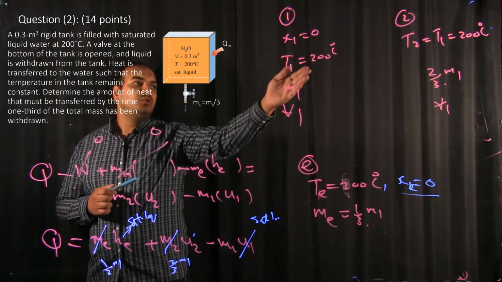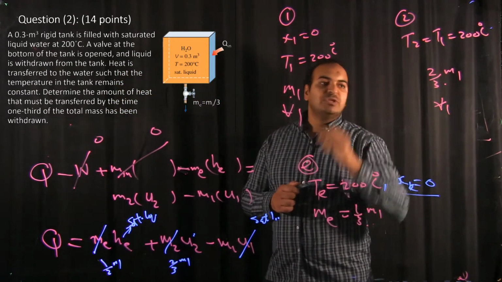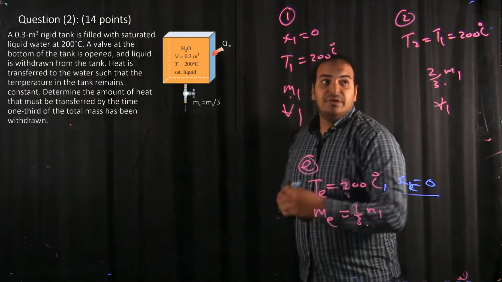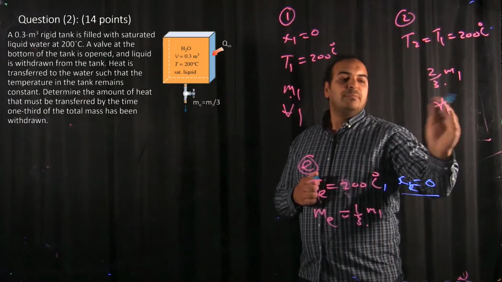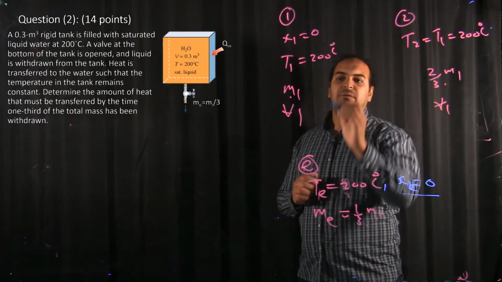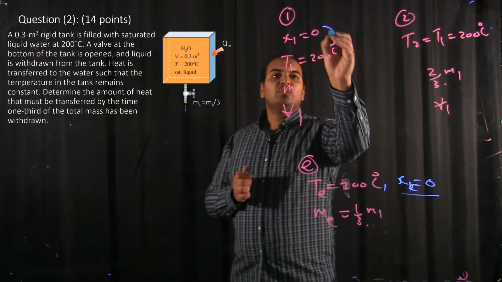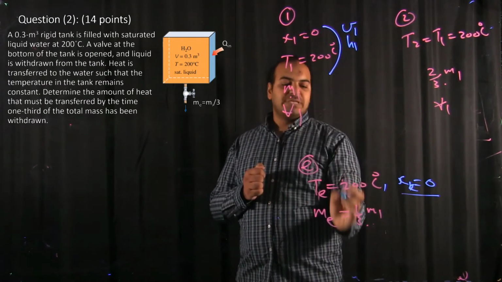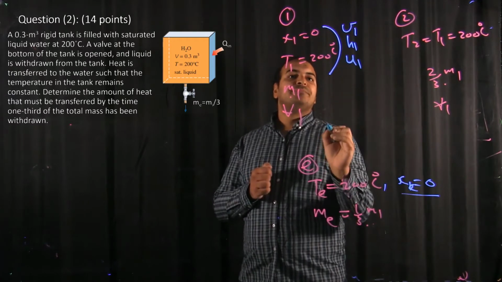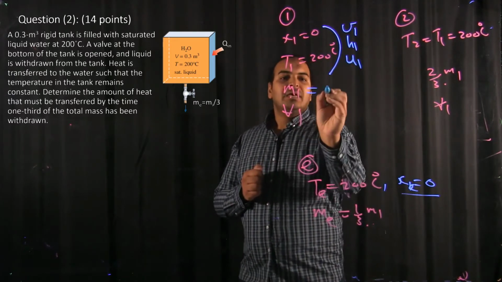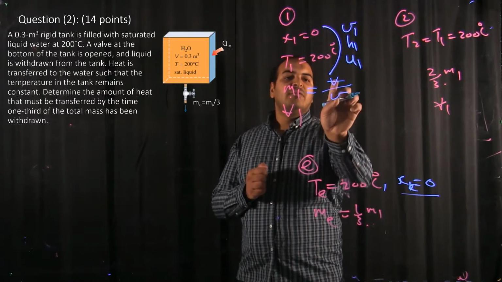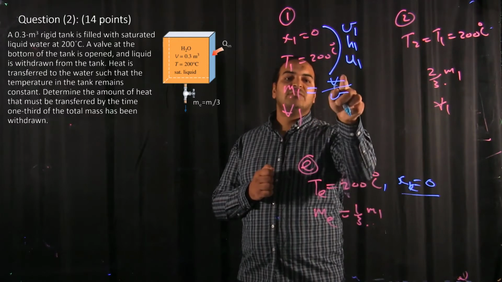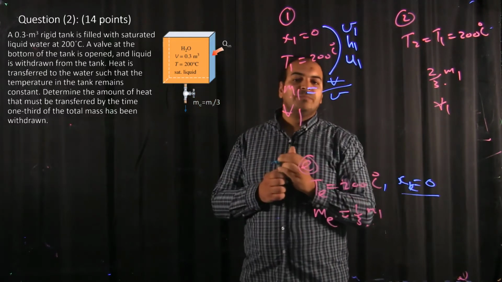For state 2, we only have T2 equals 200. What should I do? Before we go to the steam table, we need mass 1. Mass 1 is simple, by the way. From state 1, you can get V1. You can get H1, which is actually H exit. You can get U1. Mass is volume over specific volume, because specific volume is volume per unit mass. This is the volume, which is given, 0.3 meter cube. You can get M1.